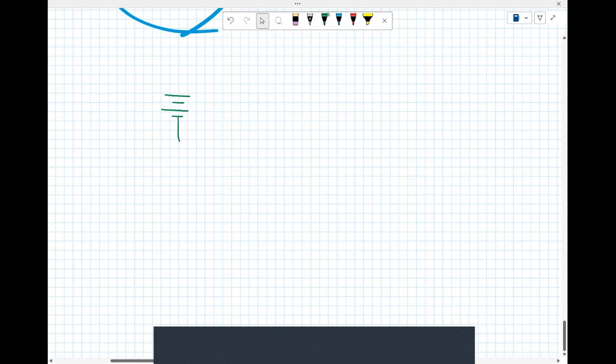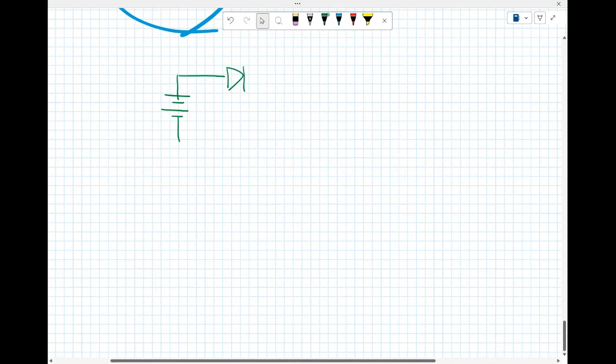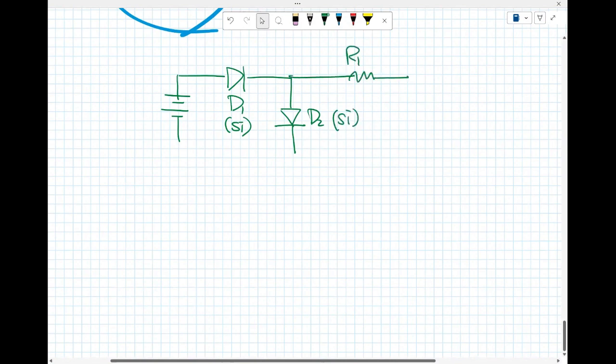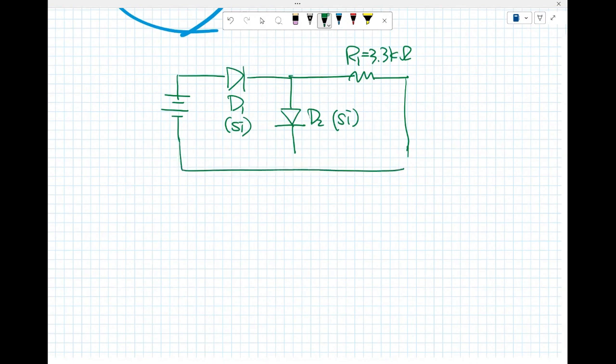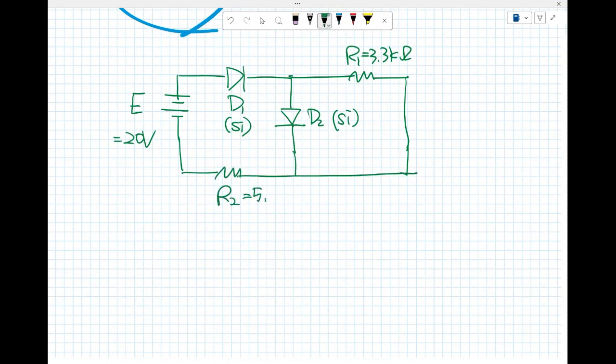All right, right there, the last circuit, the last page, page 21. This is the D sub 1 silicon, and that is the D sub 2, silicon as well. That is the R sub 1, 3.3 kilo ohm here. This is E, the 20 volt. And this is the R sub 2, 5.6 kilo ohm here.